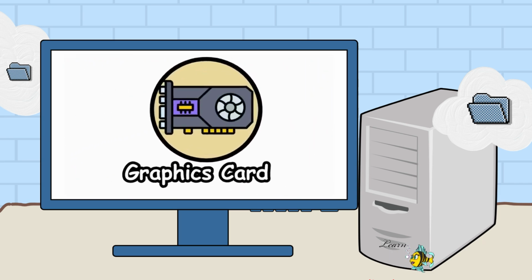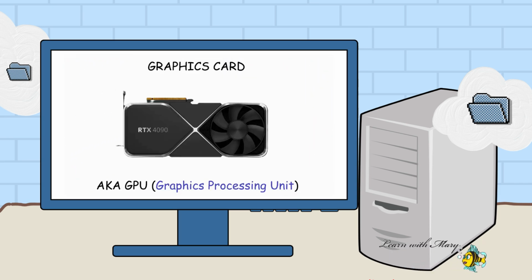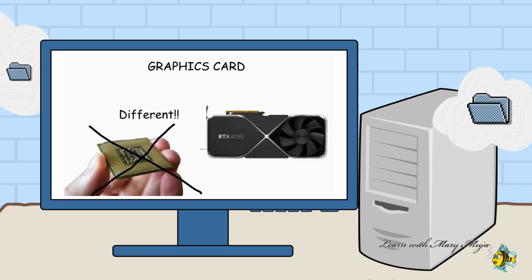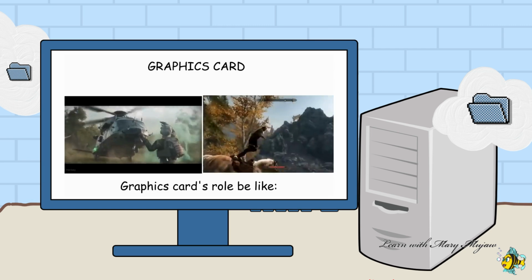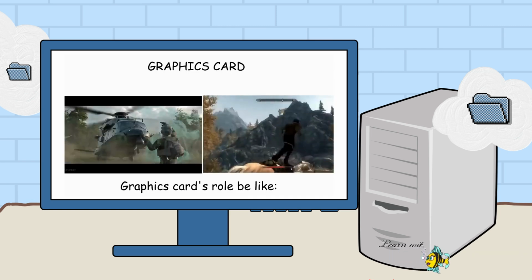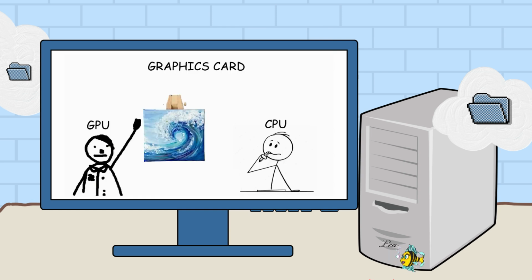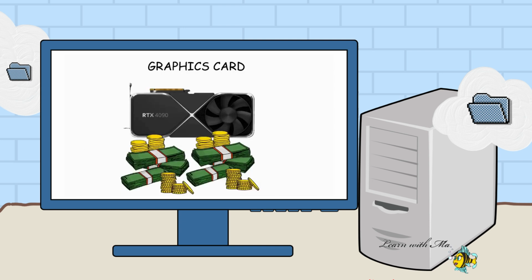Graphics card. The graphics card, also called a GPU, is a rectangular board with a large chip in the center, usually covered by a fan to keep it cool. Unlike the CPU, the graphics card is designed to handle the graphics and visualization tasks, like when you play video games or do video editing and 3D rendering. Think of the CPU as the logical thinker and the GPU as the artistic painter. And it's one of the most expensive components of a computer.